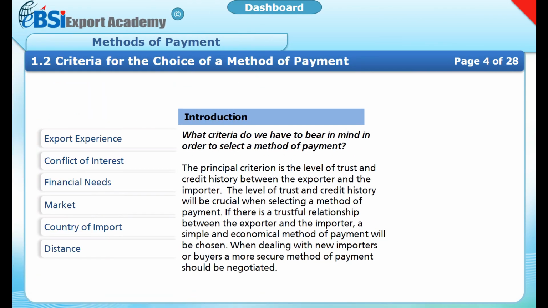Criteria for the choice of a method of payment. What criteria do we have to bear in mind in order to select a method of payment? The principal criterion is the level of trust and credit history between the exporter and the importer. The level of trust and credit history will be crucial when selecting a method of payment. If there is a trustful relationship between the exporter and the importer, a simple and economical method of payment will be chosen. When dealing with new importers or buyers, a more secure method of payment should be negotiated.